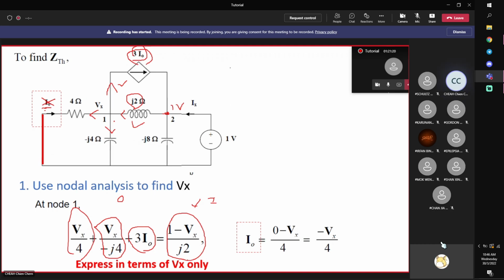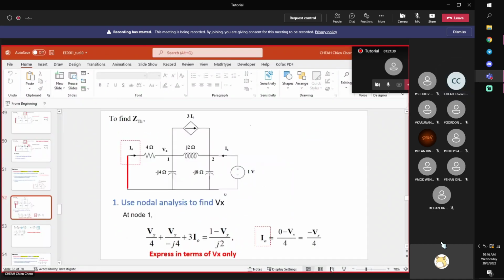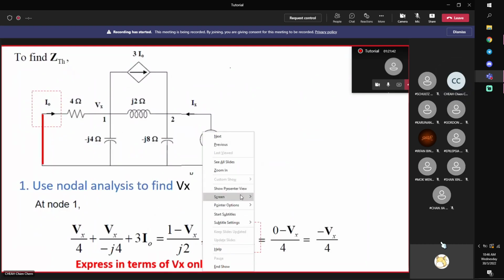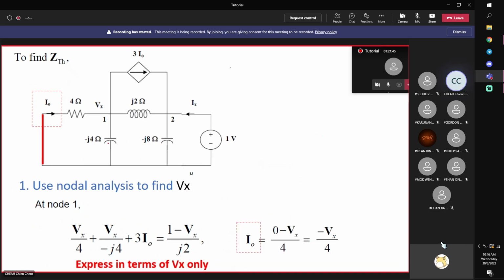If it's a node, the rest just try to do in terms of node voltages, unless you can't, like this one. Then let's go back to 3I0. 3I0 is not in terms of Vx, so I need to check where I0 is. Let me clear this first. Now my 3I0 is here. I do not change the sign; by convention it must flow this way. So I write it down here, I0 is this way.